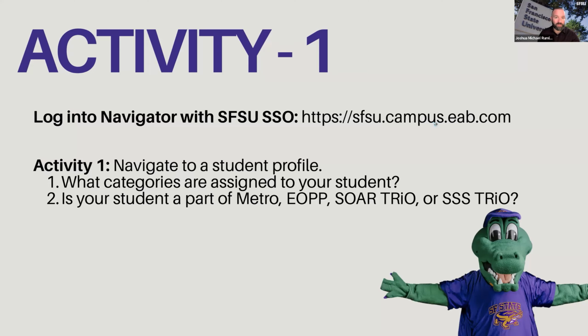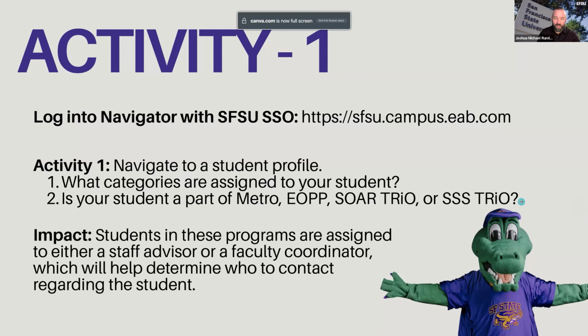So the reason why I think it's important to know if a student is a part of one of these groups is that they have assigned staff who are here to help them. So if you're working with one of these students and they're a part of one of these programs, you could easily refer these students to their assigned advisor. There isn't really a way to refer them within Navigator to that staff person, but you could easily find who that advisor or coordinator is and email them through Outlook. But they have dedicated staff who are here to help them.